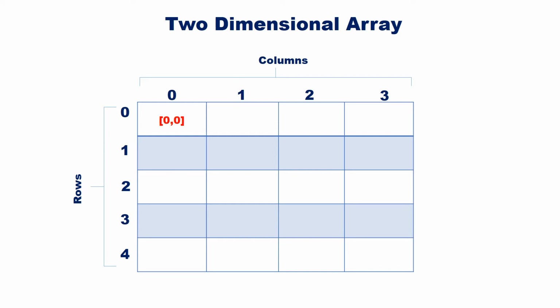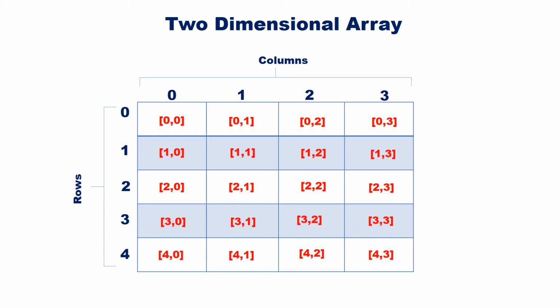Hence, the first element has array index 0, 0, row index 0, column index 0. The second element has index value 0, 1. The next element is 0, 2. The last element in that row is 0, 3. The first element in the second row has index value 1, 0. The next element is 1, 1 and so on. Here the total number of elements that can be stored in the array is 5 into 4 equal to 20.